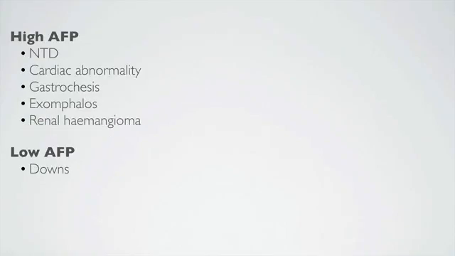But problems it is associated with: a high AFP is associated with neural tube defects, cardiac abnormalities, gastroschisis and exomphalos, and renal haemangioma. Low alpha-fetoprotein is associated with Down syndrome.